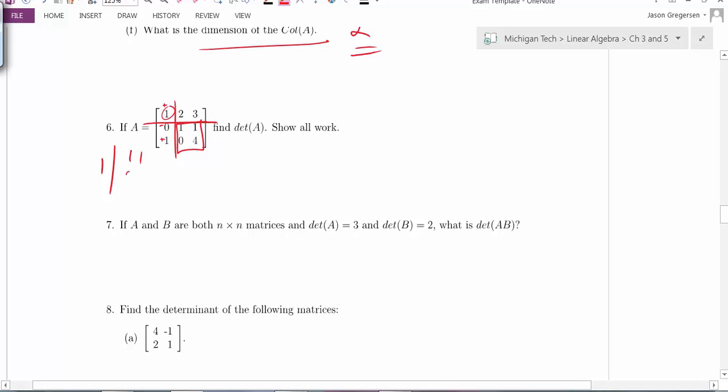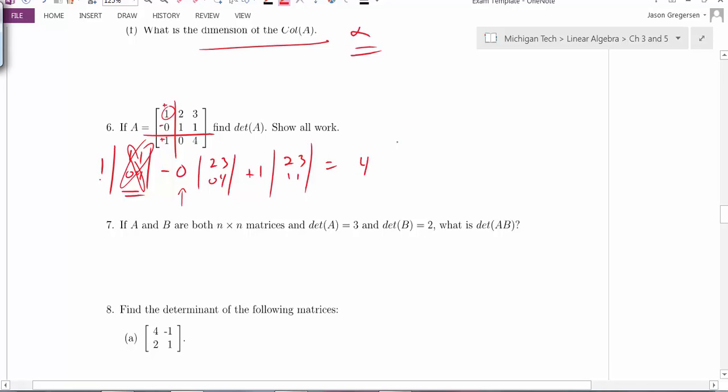So I need the determinant of that mini matrix. Then I get minus 0 times the determinant I'm left with when I eliminate that row and column. So this would be 2, 3, 0, and 4. Although in this case I really don't care because the 0 will eliminate that term anyway. And then lastly, I have plus 1 times the determinant I'm left with when I eliminate that row and column. And there I'm left with 2, 3, 1, 1. So then I continue to evaluate. I get 1 times this determinant. Well, this determinant is just this product minus this product. So that's 4 minus 0, which would be 4. Then I have minus 0 plus 1 times 2 minus 3. So it looks like I have 4 minus 1, which is 3.